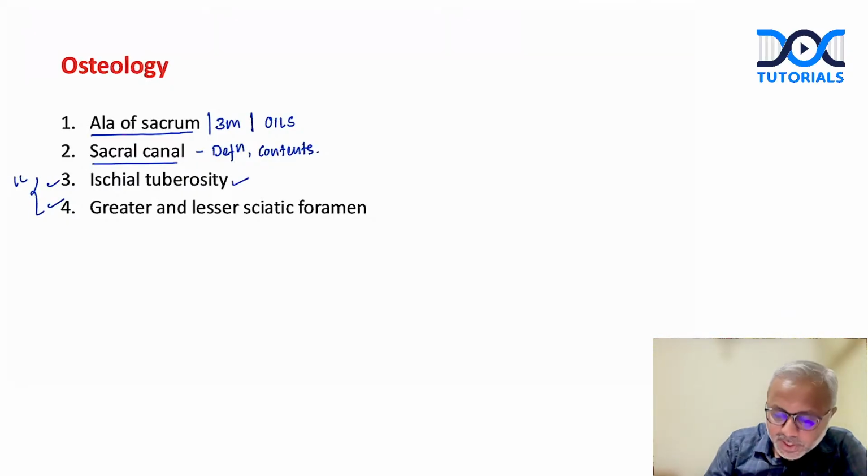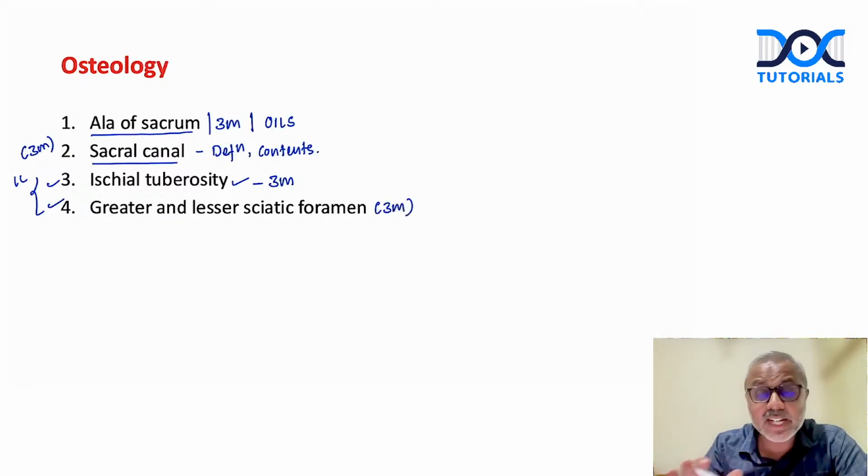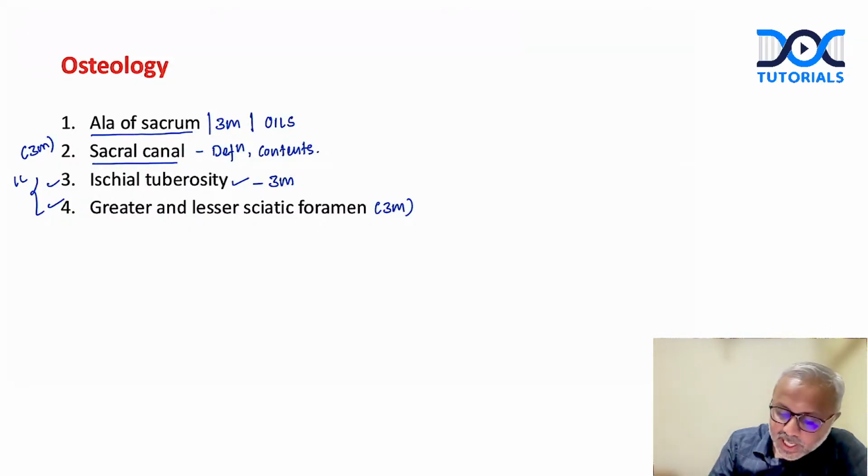The ischial tuberosity with the muscles attached is again a three marker. So even the sacral canal is an important three marker. Greater and lesser sciatic foramen are again three-marker questions. So hardly any five markers in the topic of abdomen. Of course, in pelvis we will have, but in abdomen, these are the expected questions from the topic of the bones. For the ischial tuberosity, the main questions will be on the muscle attachments.